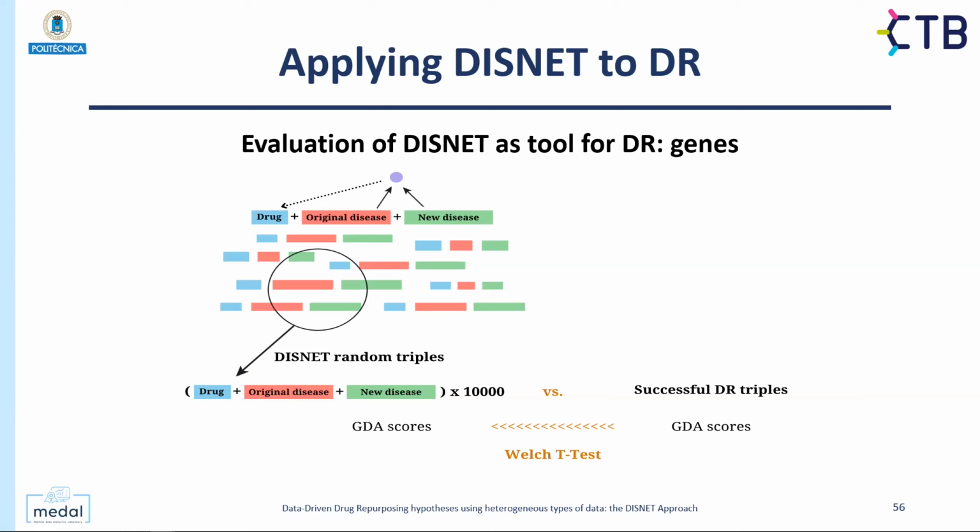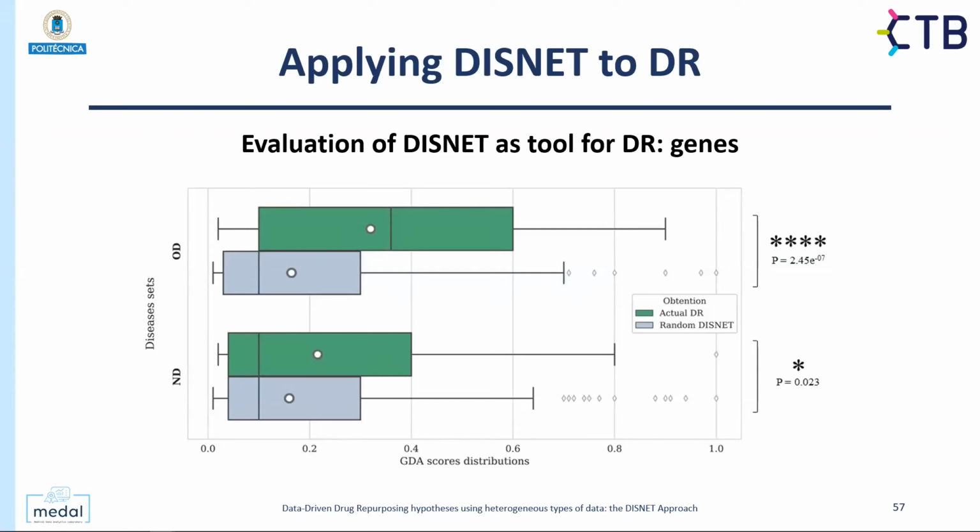And here we have another and even more interesting result. We could see that the difference in the distribution of the GDA scores is again much higher in the actual drug repurposing cases, both in the original and in the new diseases, in comparison with the DISNET random triples.